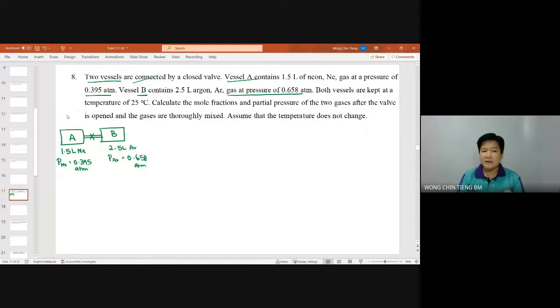Both vessels are kept at the temperature of 25 degrees Celsius. Bermakna kedua-dua akan duduk dalam suhu yang sama, 25 degrees Celsius, which is 298.15 Kelvin. Kita tak tahu nak guna ke tak. Saya tukar je.